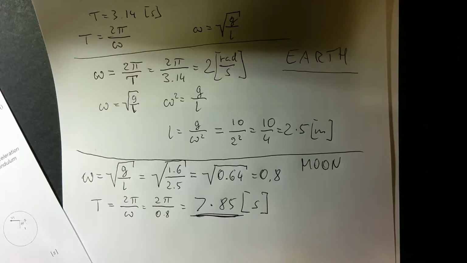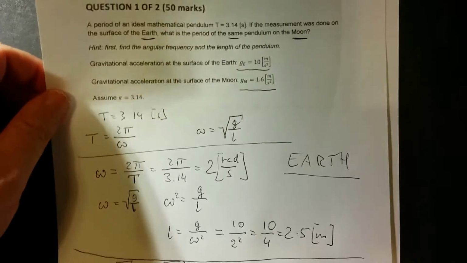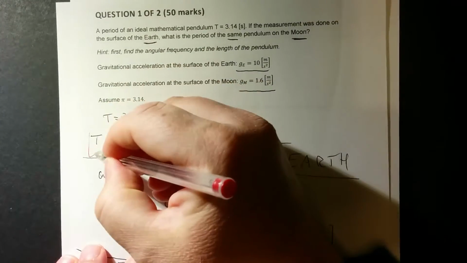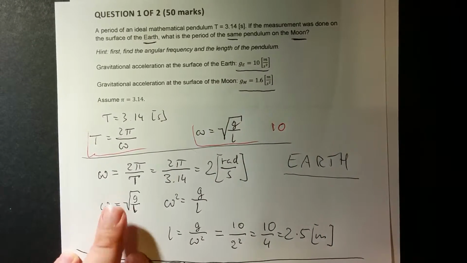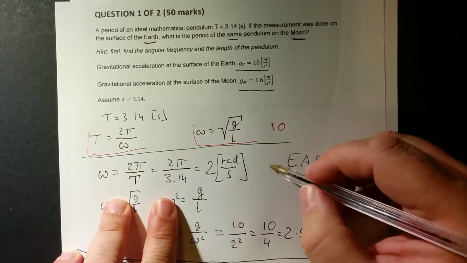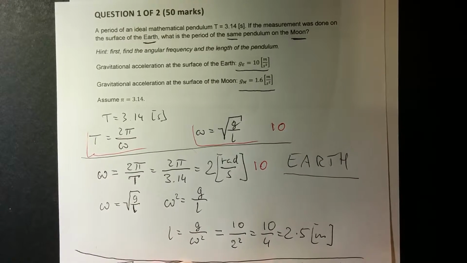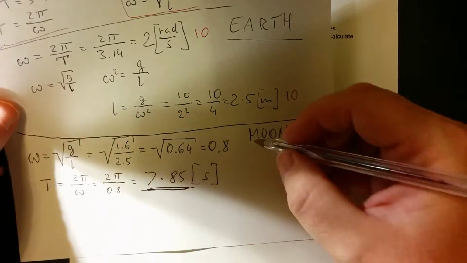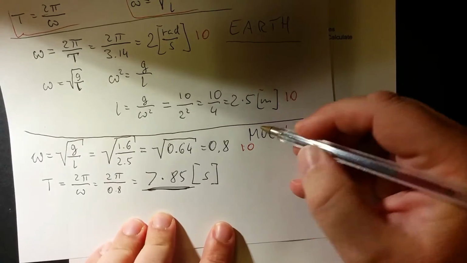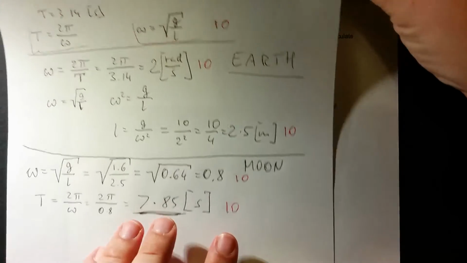Now, let's discuss the marking scheme and the most common errors you made. Just for providing the correct formulas, this formula and this formula, you could get 10 points. For the accurate calculation of omega, there was another 10 points. For the correct calculation of the length, it was another 10 points. For calculating the omega on the Moon, it was 10, and for the period, it was 10, altogether 50.